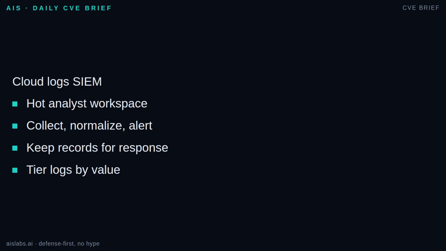A NIST-style way to frame it is simple. Collect the records needed to detect, analyze, and respond to security events. Not every record has equal value. Management events usually go in. They describe changes to accounts, roles, policies, networks, logging, and keys. Data events are selected more carefully because they can explode in volume. The goal is not fewer logs. The goal is the right logs in the right tier.